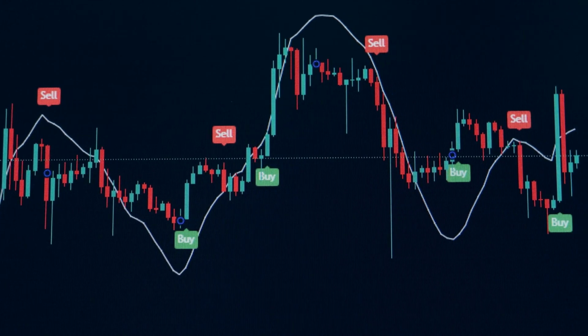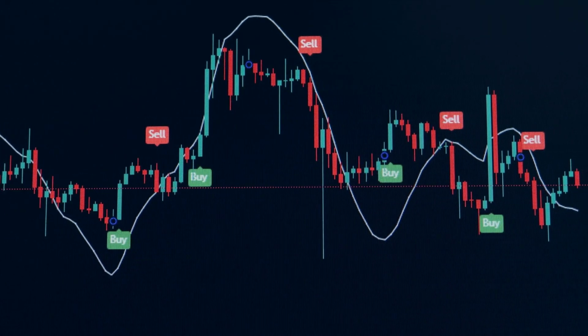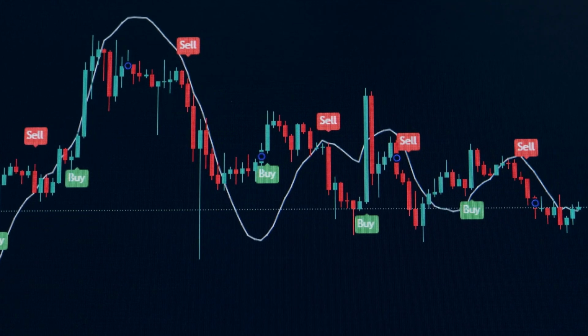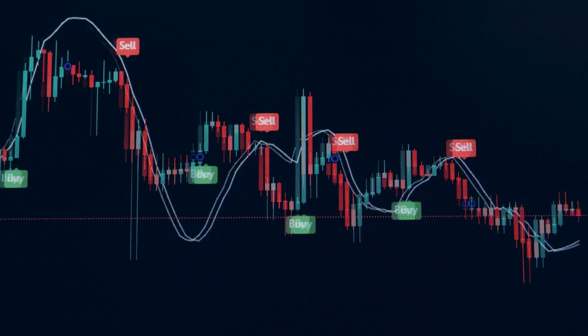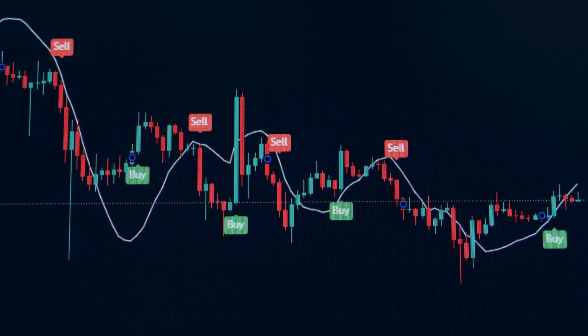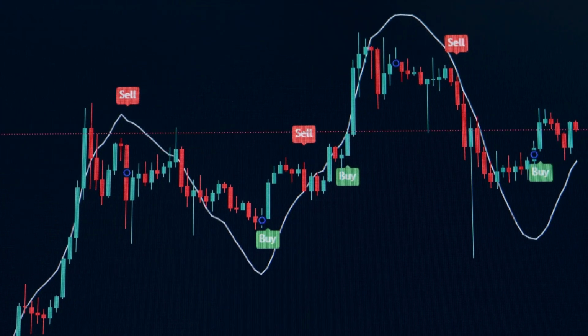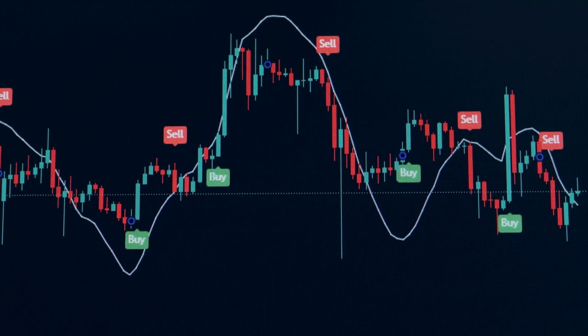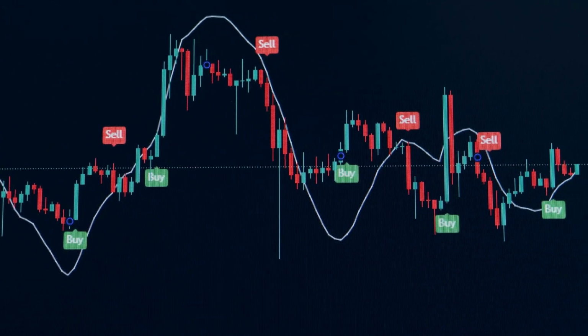Based on this analysis, the trader decides to buy the stock. Their decision is based on the combination of the ALMA's indication of an uptrend and the RSI's signal of an oversold condition. This example highlights how ALMA can be used in conjunction with other indicators to identify potential trading opportunities.